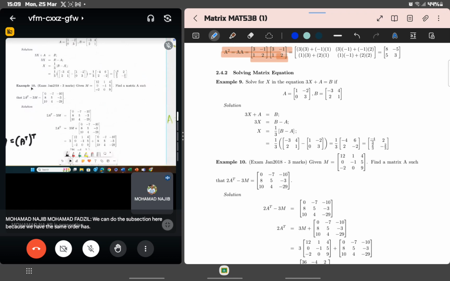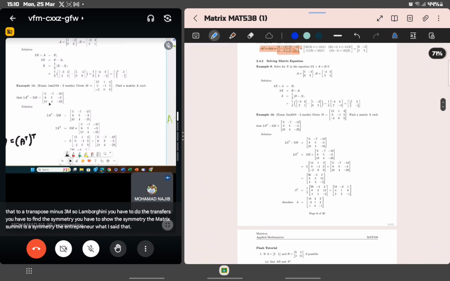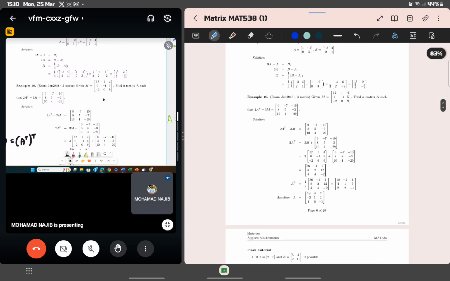There is one question, example 10, exam January 2018, 3 marks. Given M, a 3x3 matrix, find a matrix A such that 2A transpose minus 3M. For questions like this, usually the topics start to combine. You have to do the transpose, you have to find the symmetry, you have to show that the matrix is symmetric. Then you have to do multiplication and addition. Sometimes this question can combine everything. All properties are combined together. Okay, step by step.